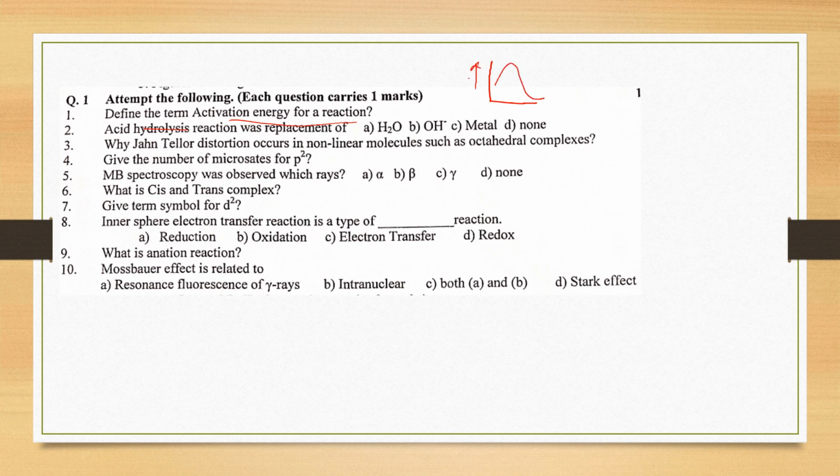This is energy, this is physicochemical parameters. Suppose this is reactant, this is exothermic. We are talking about exothermic reaction. This is reactant, and this is the product, and this is the transition state. So the energy which is required to take reactant up to transition state, that is activation energy.